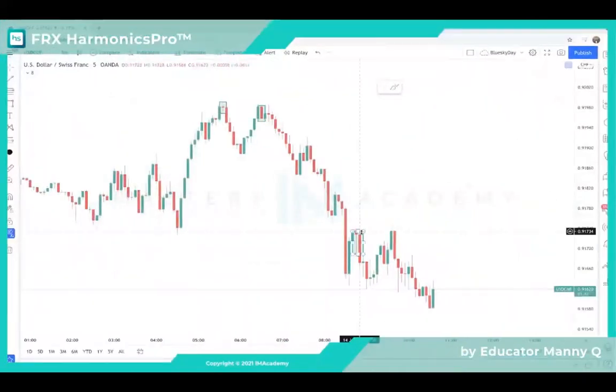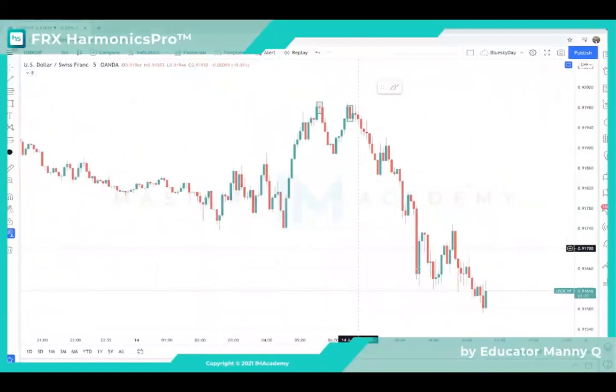No, sorry, that's not an inverted hammer, pardon me. That is a regular hammer at the opposite side of the market, which is considered a, you have the morning star, the shooting star.